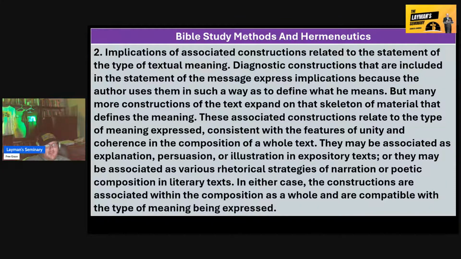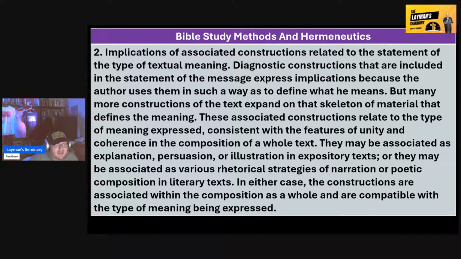2. Implications of associated constructions related to the statement of the type of textual meaning. Diagnostic constructions that are included in the statement of the message express implications because the author uses them in such a way to define what he means. But many more constructions of the text expand on the skeleton of material that defines the meaning. These associated constructions relate to the type of meaning expressed, consistent with the features of unity and coherence in the composition of the whole text.